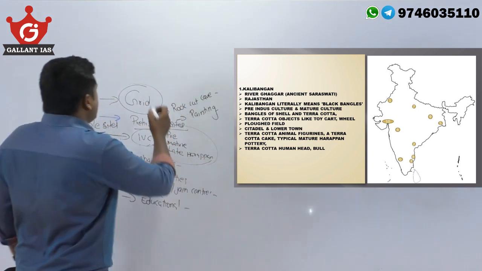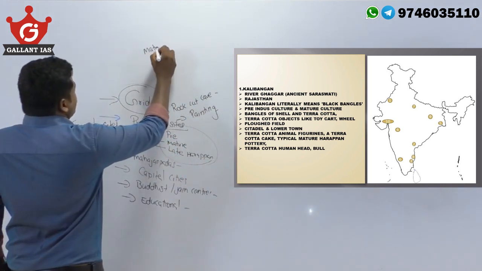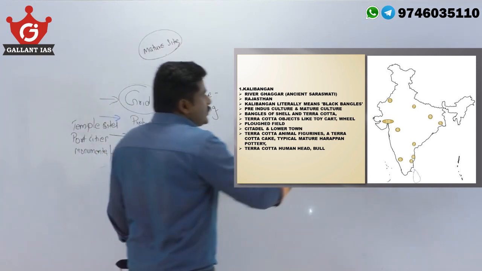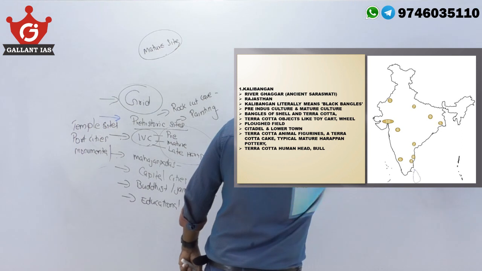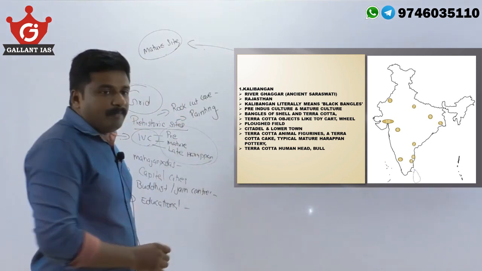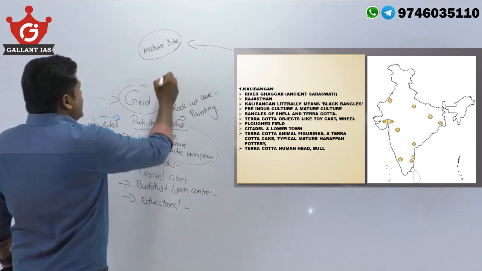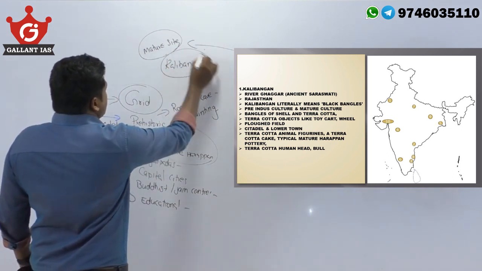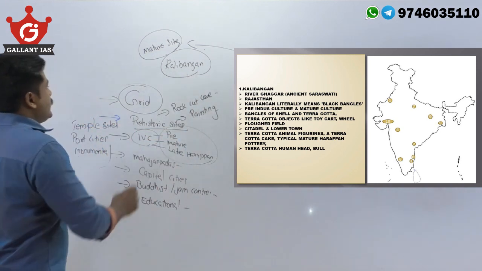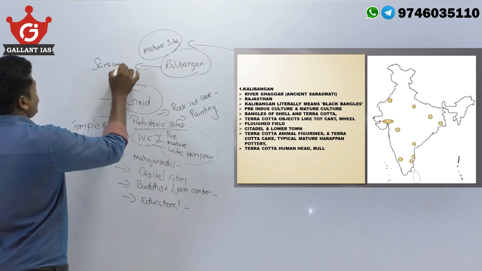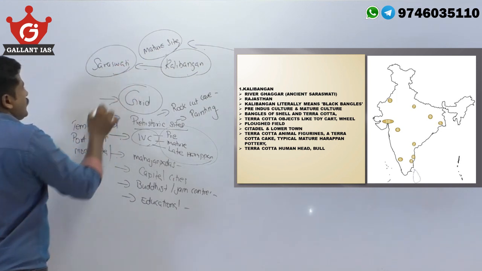They ask about a mature site. In the map, you can see it is marked here. Okay, this is somewhere in Rajasthan. So one of the most popular mature sites in Rajasthan is Kalibangan. This is Kalibangan, and Kalibangan is on the banks of the Gagar-Hagra river or Saraswati river.